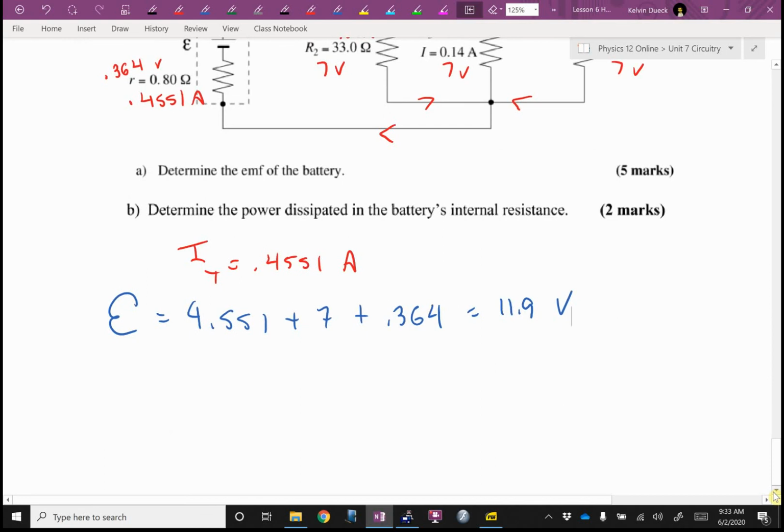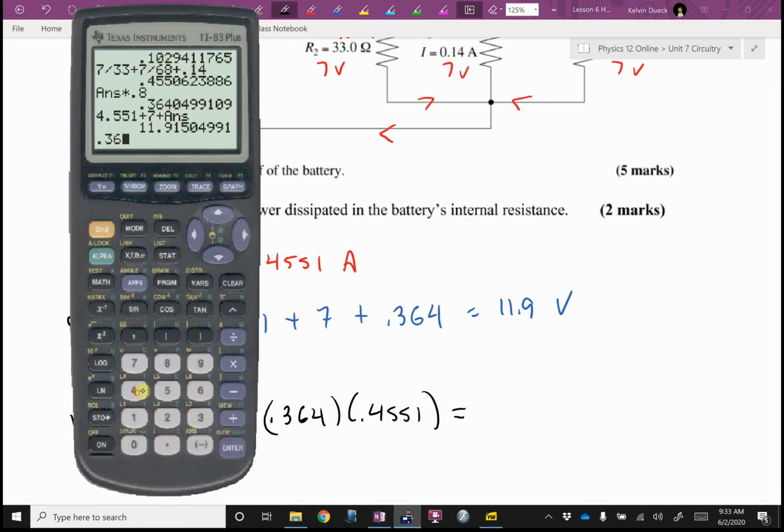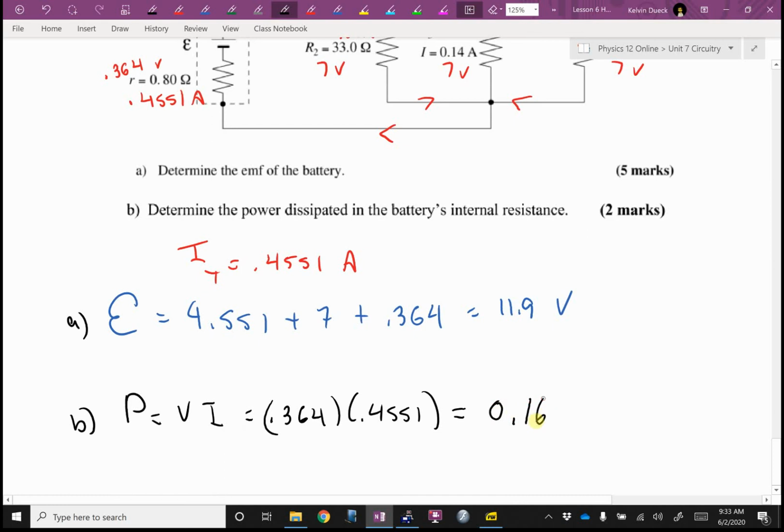Then it wants me to determine the power. Power is easy, so that's A. B, power equals, let's go V times I, so it's going to be 0.364 times 0.4551, and I get 0.166 watts of power.